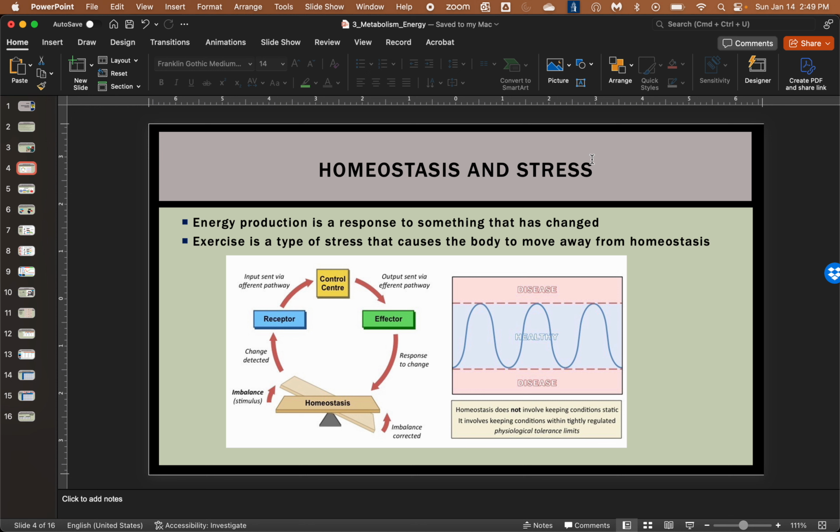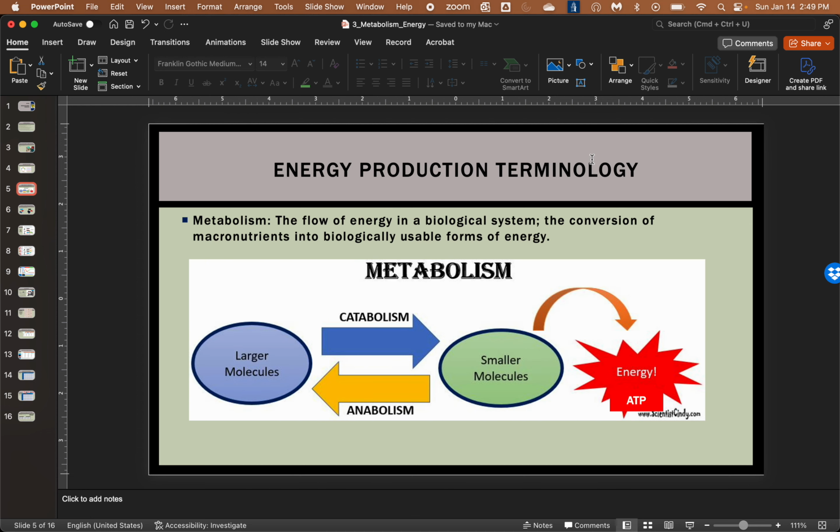And homeostasis, if you consider it sort of like a balance beam or like a teeter-totter, becomes unbalanced, and we start responding to that stress. And one of the biggest responses is increased energy production. So metabolism is a word that describes the flow of energy, right? And so the flow of energy can be anabolic or catabolic. Catabolic is taking those large molecules, the carbohydrates, fats, proteins, and breaking them into smaller molecules, and creating energy. And one of the most important forms of energy that we use to power particularly our muscles is called ATP.